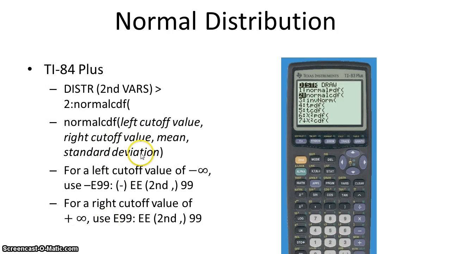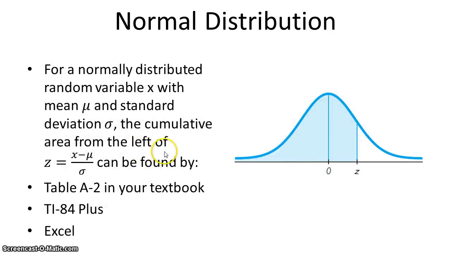Now, using our graphing calculators, and sorry, this is a TI-83, not a TI-84, but the TI-84 is very similar. We'll access the distributions again, and now choose option 2 for normal CDF, which stands for normal cumulative distribution function, because we aren't going to want exactly one value's probability, but a cumulative area from the left. The arguments of the normal CDF function are a left cutoff value, a right cutoff value, a mean, and standard deviation.